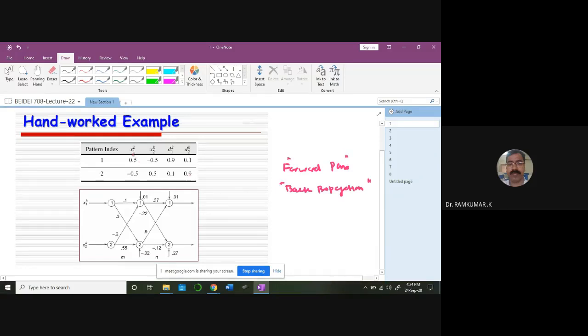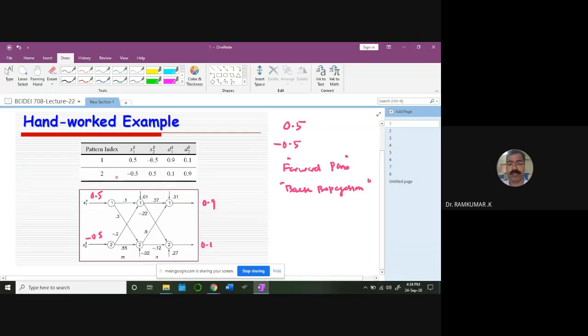So what is the first pattern? The first pattern is x1, 0.5 as one input and minus 0.5 as another input. If I plug in 0.5 and minus 0.5, that's my first pattern. And the desired outputs are 0.9, 0.1. That's my first labeled data set.